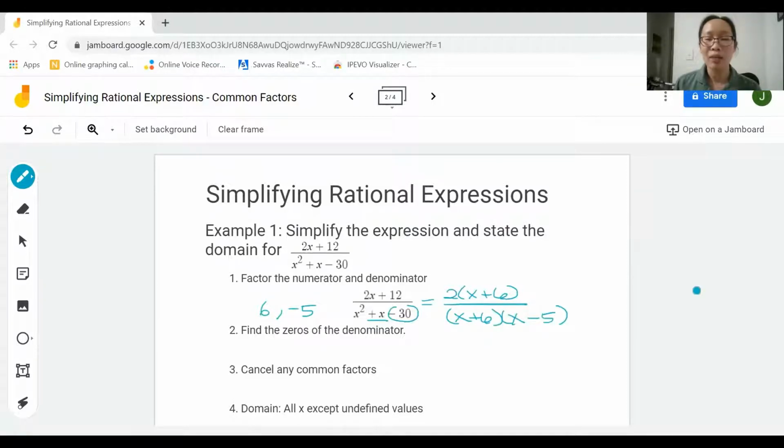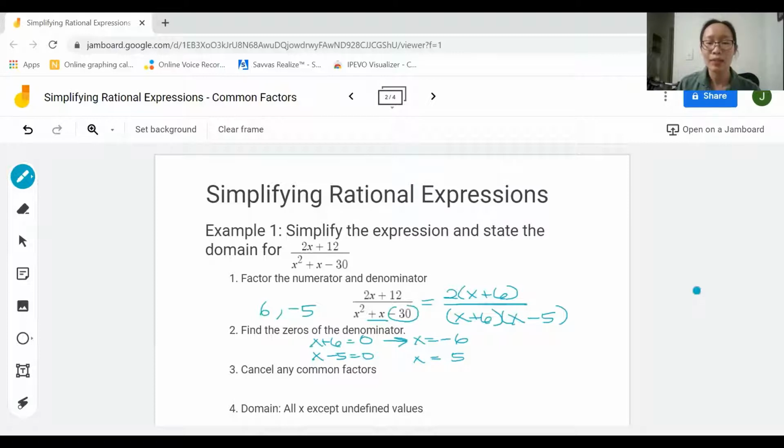Once I have my denominator factored, I can find the zeros of the denominator. So that's going to be x plus 6 equals 0, x minus 5 equals 0. So my zeros are going to be x equals negative 6 and x equals positive 5. These are the values that make my expression undefined, that make my denominator 0, and I will have to exclude them from my domain. So once I have that, I'm going to cancel any common factors.